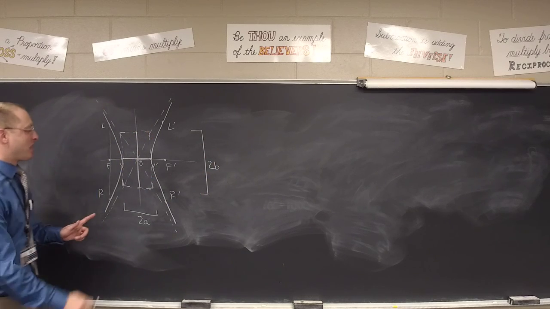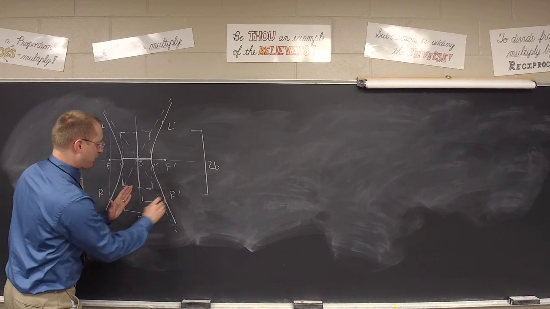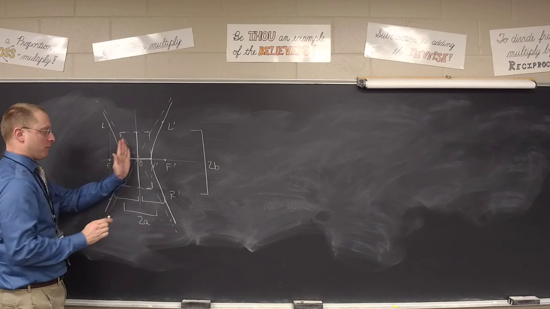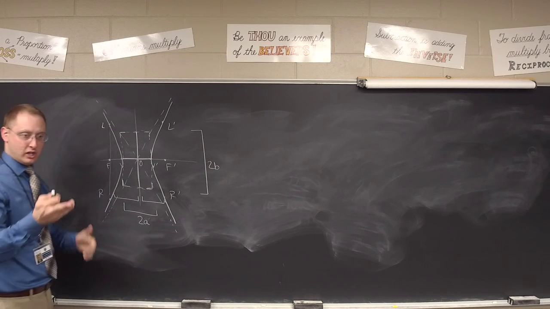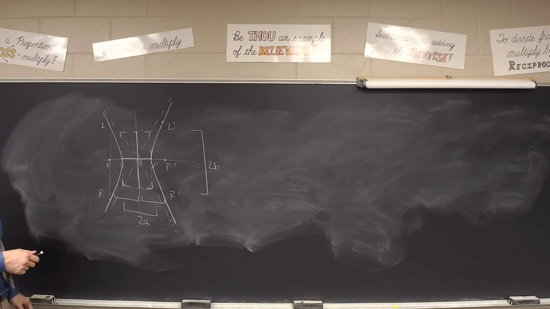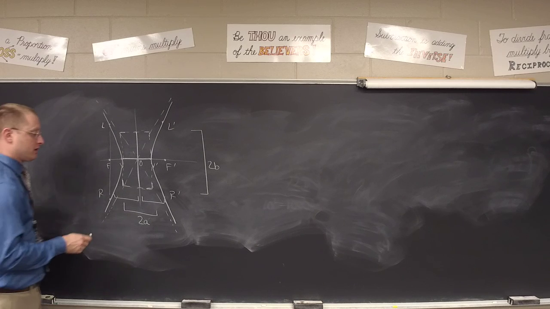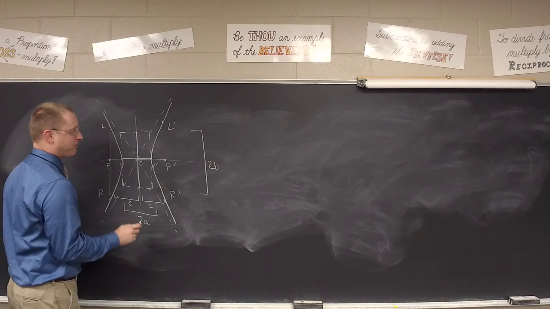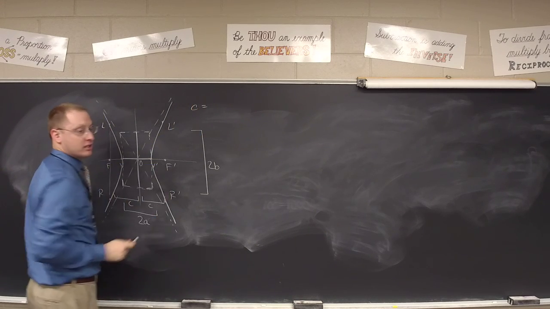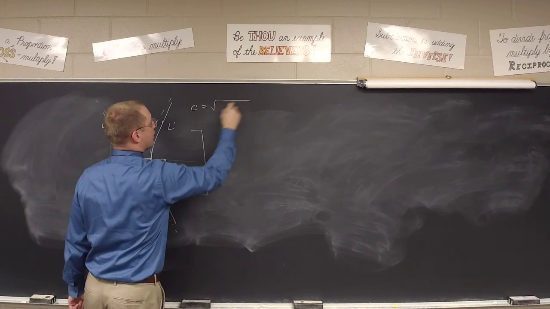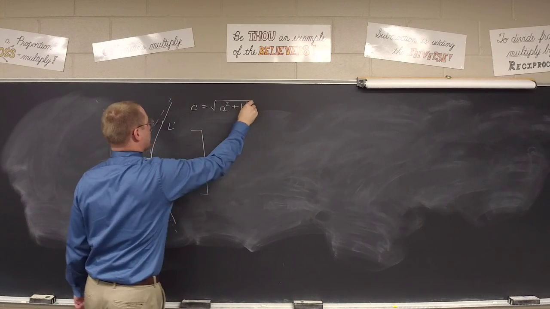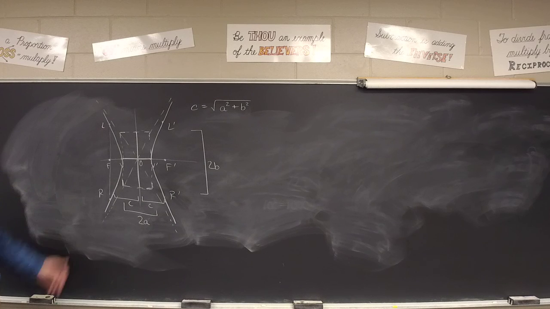And then from O to F prime and O to F, from origin to foci, we refer to that as our focal length, and it's going to be represented by the letter C. How do I find C? Go square root of a squared plus b squared. Okay, so there's a notable difference with the ellipse, where it's a squared minus b squared.